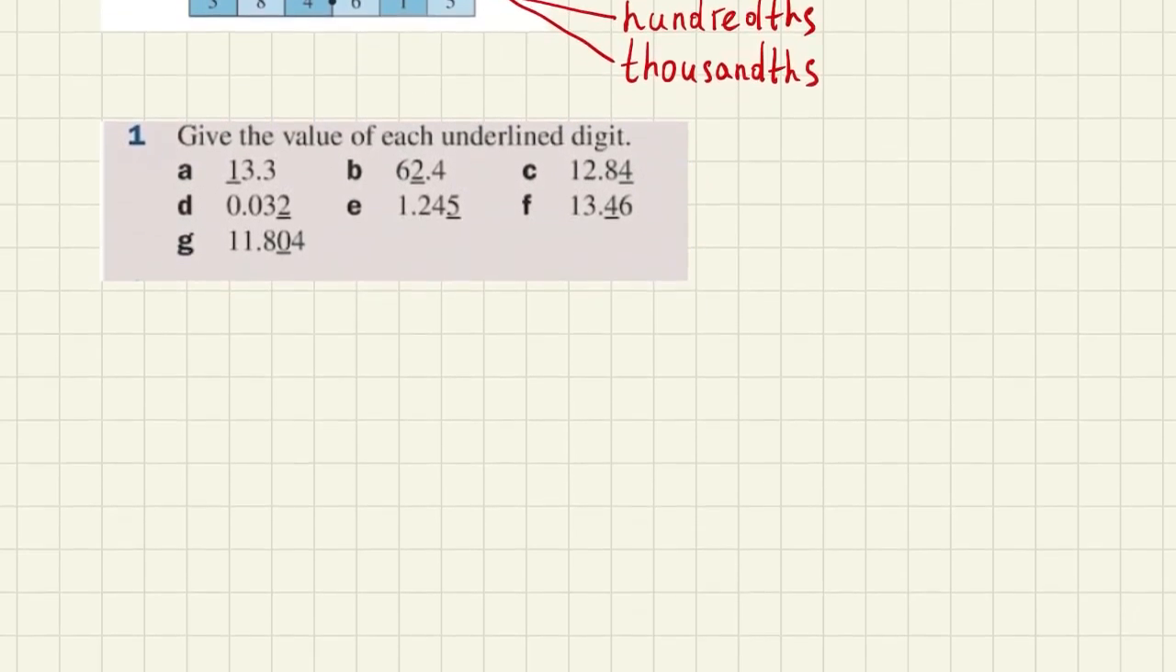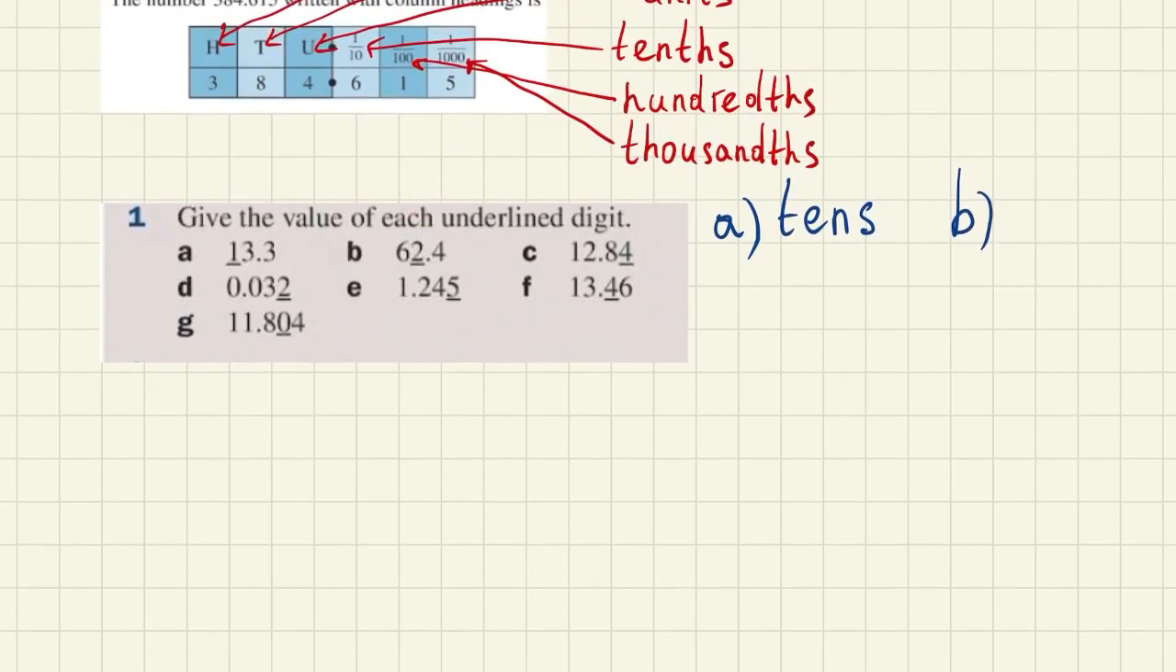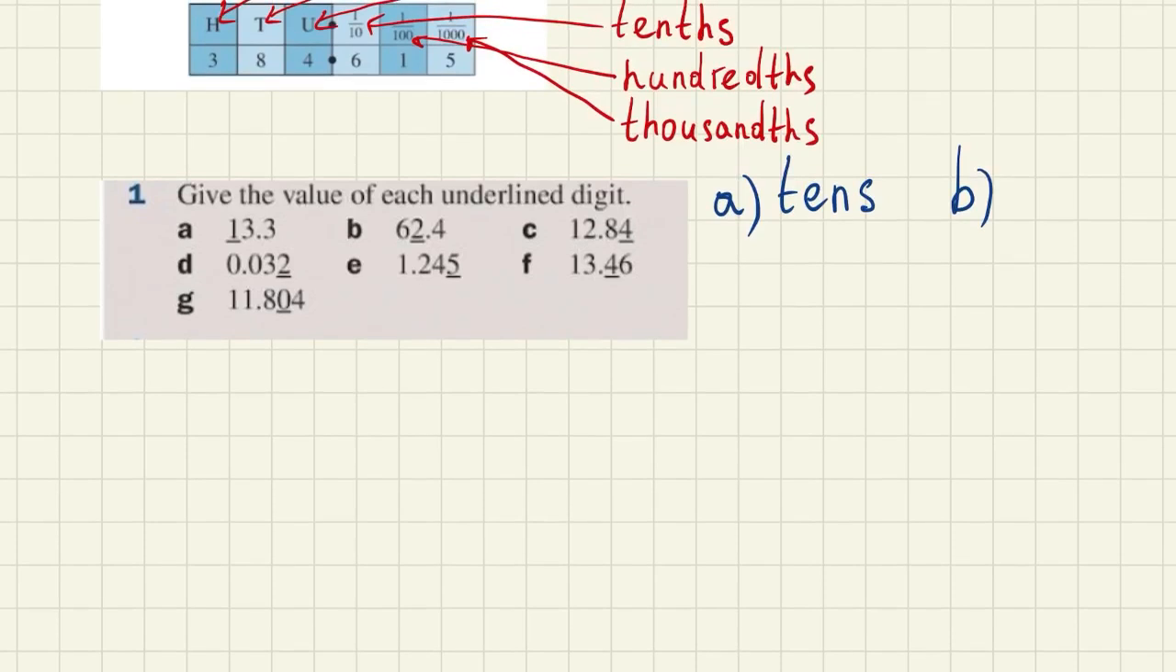Here we have to give the value of each underlined digit. Let's start with A. In A, we can see that this is units, and this is going to be our tens, right? So in A we have tens. In B, you can draw a table if it helps you to solve this. I will draw a small table for B.